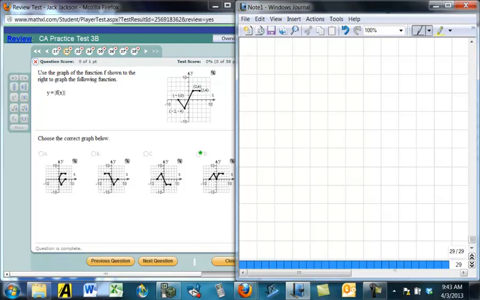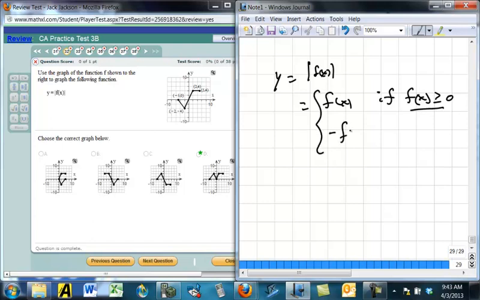Alright, here's another one where we want to just manipulate the graph that's there. It says which one is the y equals absolute value of f of x. So remember, y equals absolute value of f of x is just the same as f of x if the f of x is positive or 0. So in other words, if the y is above the x-axis, it stays the same. But it's the opposite of f of x, in other words, flipped over the x-axis, if the f of x is negative. So the part of the graph that's down here below will get flipped up. This part that's above will stay the same. So that's D.